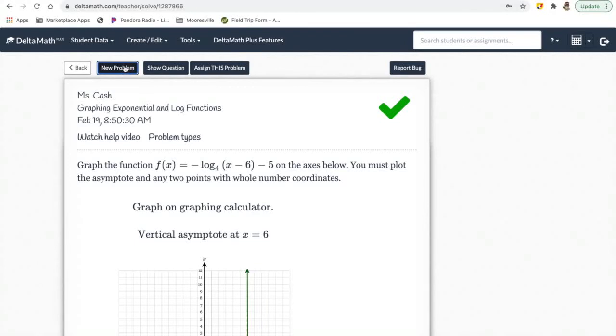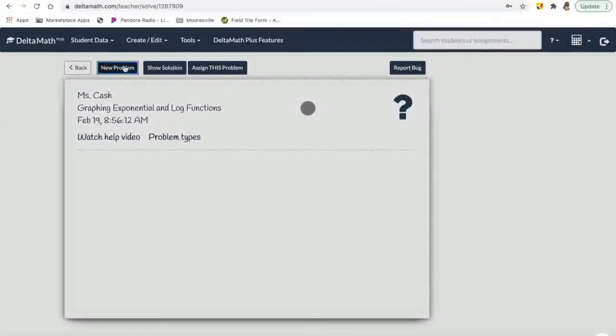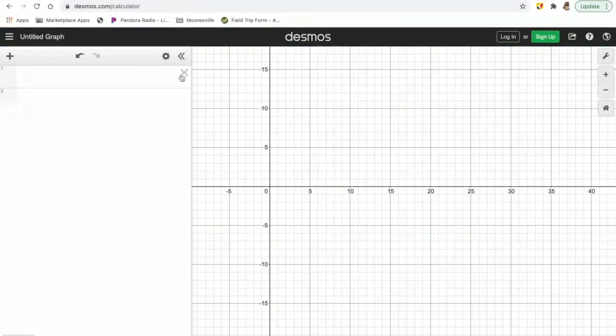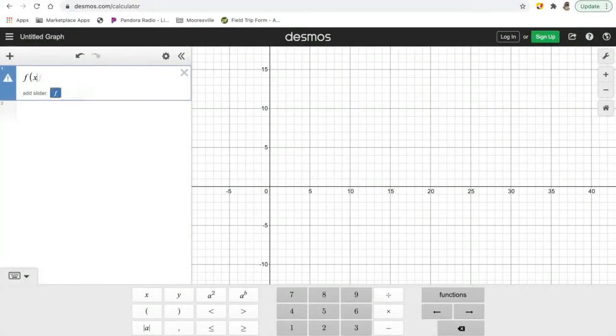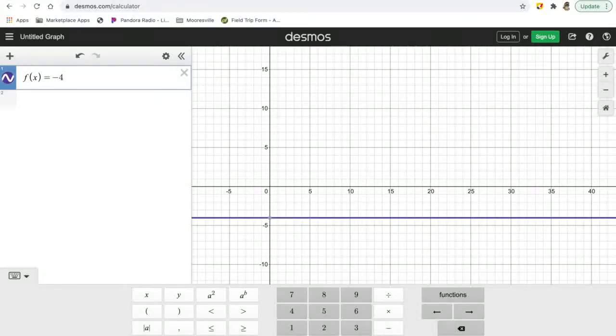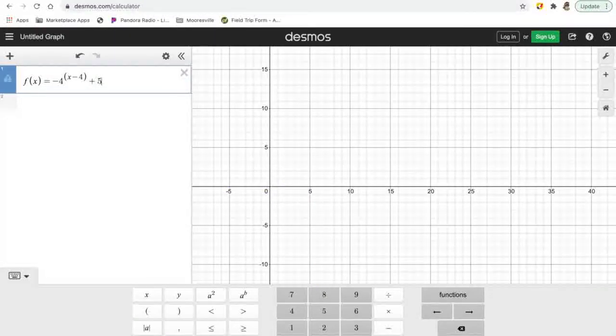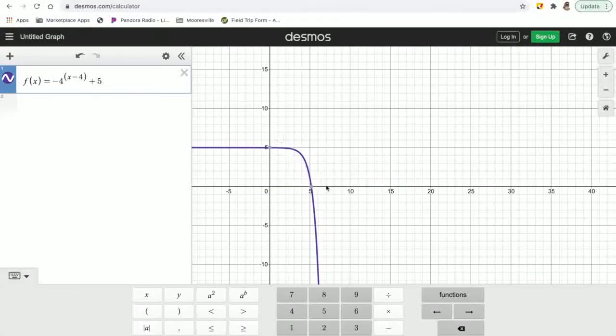I'm going to go to a new problem. I want to make sure I do one that's an exponential as well. Here's one that is exponential, so I'm going to copy that one down. F of x equals negative 4 to the x minus 4 plus 5. I'm going to go into Desmos, get rid of the one that I had in there. I'm just going to type it in. F of x equals, it was a negative 4 to the power, and then I'm going to put the x minus 4 in parentheses so that Desmos knows that that whole thing is the exponent. I get out of the exponent mode and I hit plus 5. So that's the equation that they gave me.